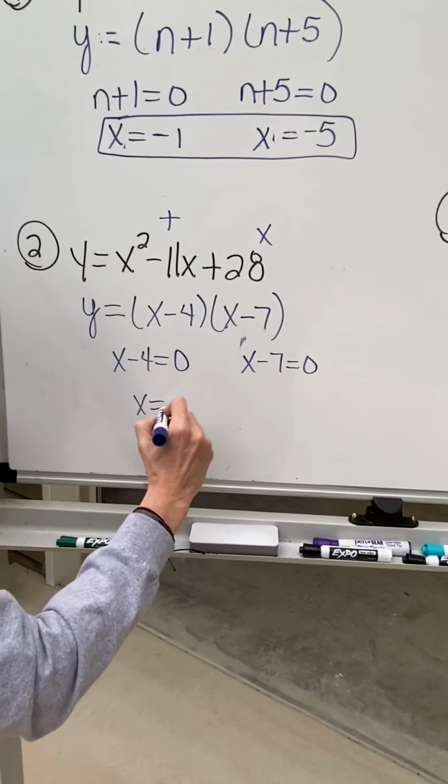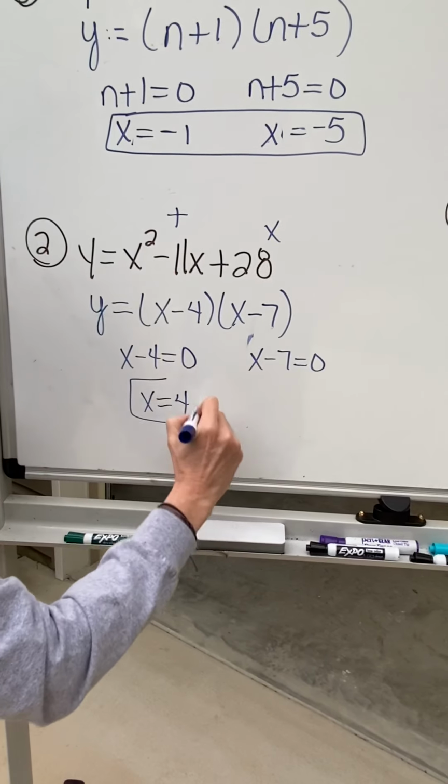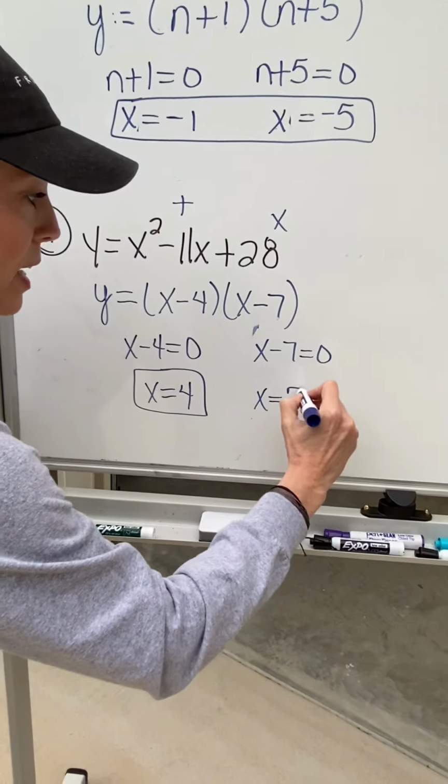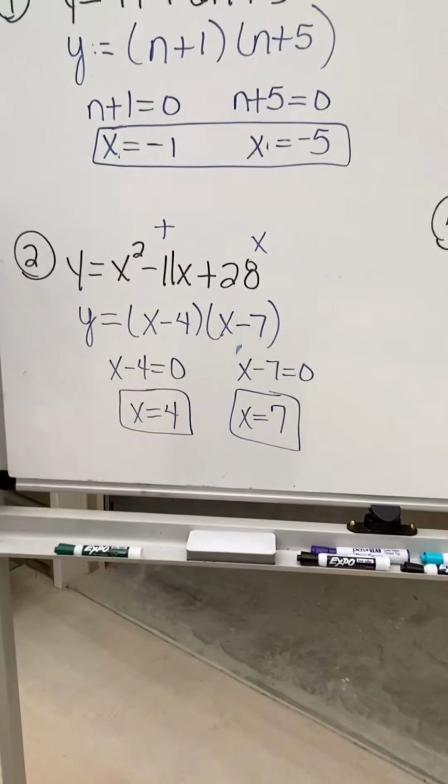So the x value for this x-intercept is 4. The y value would be 0. The x value for this x-intercept would be 7. And the y value is 0.